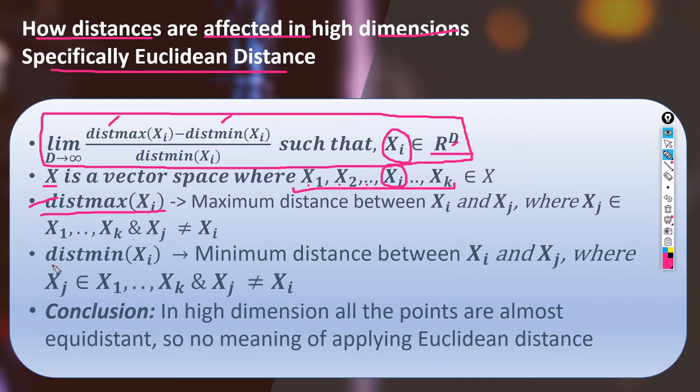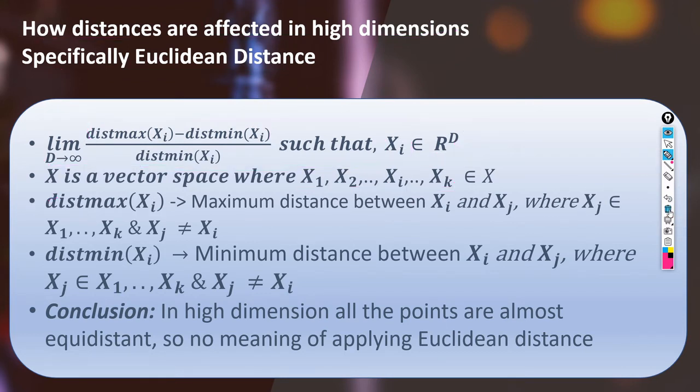Similarly, what is dist min? The same thing. I calculate all the distances from xi and find the minimum distance. Once I have found dist max and dist min, I compute this particular ratio.